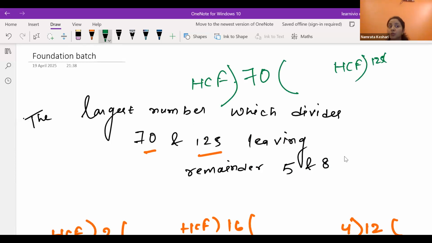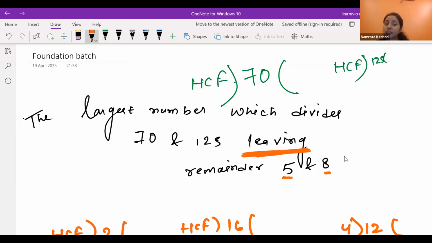But we don't want to find a number which can divide this and this completely. Read the question carefully. The question says that you have to find the largest number which divides this and this, but not completely. It must leave the remainder 5 from the first number and the remainder 8 from the second number. Are you getting it?